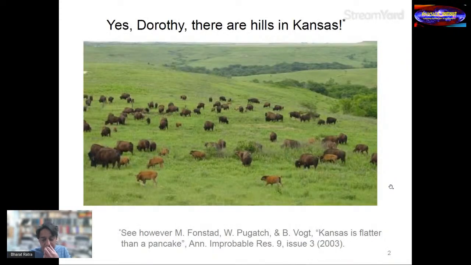So I live in the center of the US, and that's in the state of Kansas, and it's mostly grasslands. And this is a nature preserve that's about 15 minutes away from where I live. And these are American bison. And this is a very nice place to go for walks.